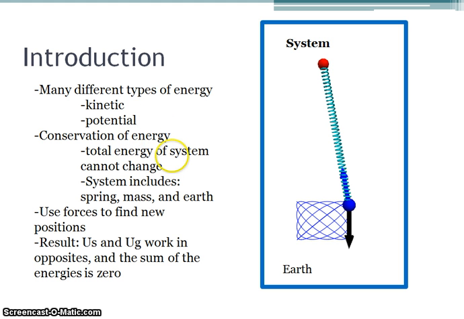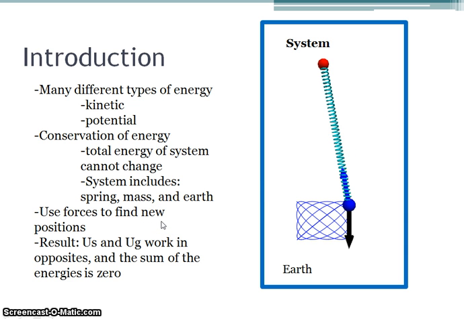In addition, in this video, we will focus on the law of conservation of energy, which states that the total energy of a system cannot change. Since the system includes the spring, the small mass, and the earth, and nothing notable is in the surroundings, which is outside this box, the total energy must not change because there is no work.